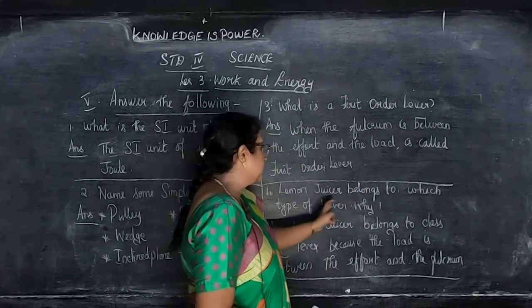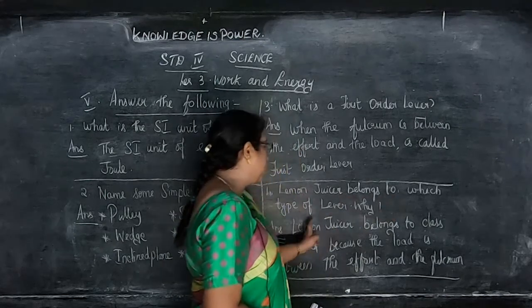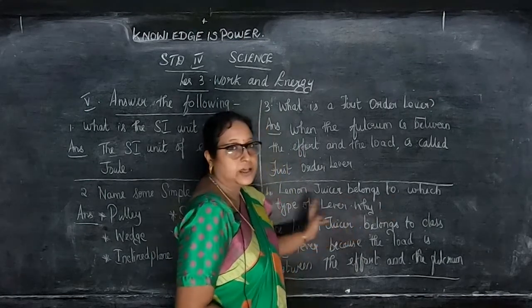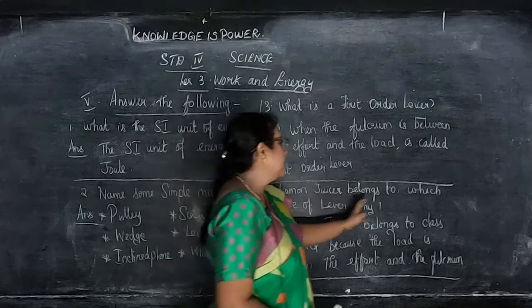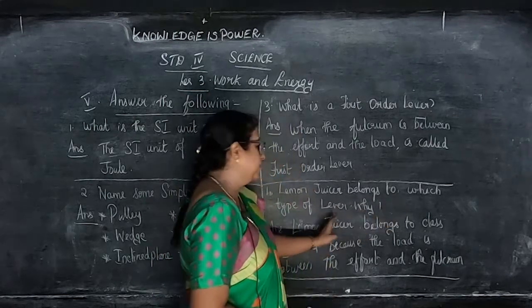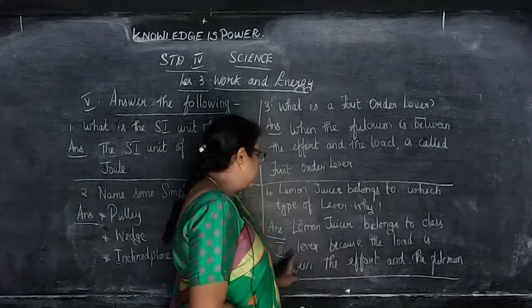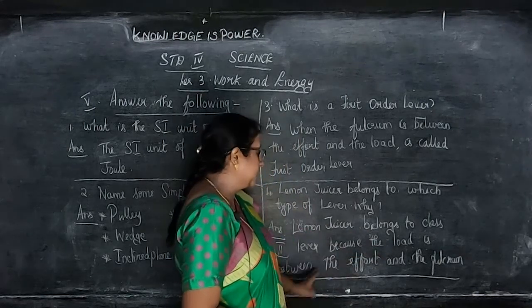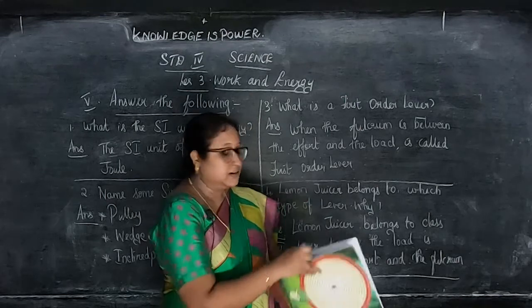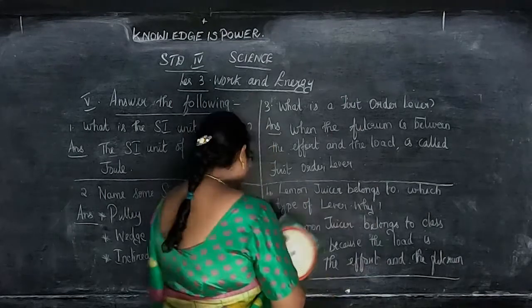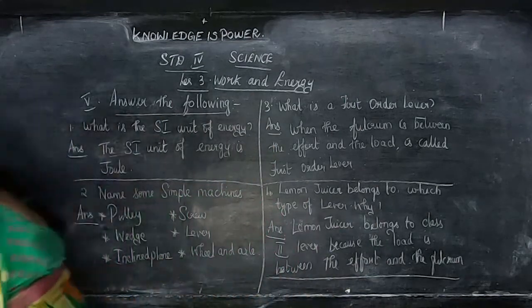Then lemon juicer belongs to which type of lever? Why? Lemon juicer belongs to class 2 lever because the load is between the effort and the fulcrum. Now we'll go to the 5th and the 6th question.